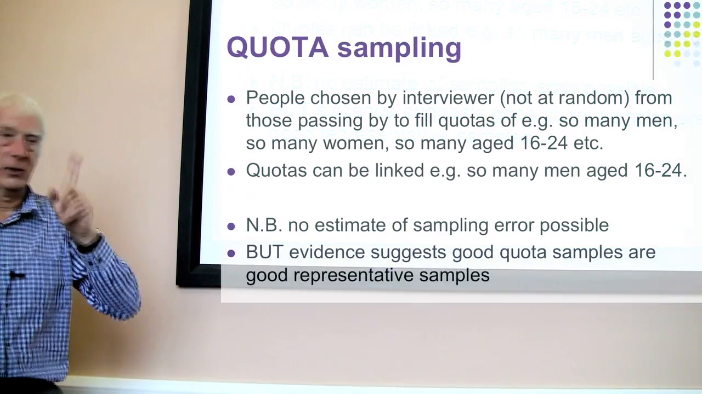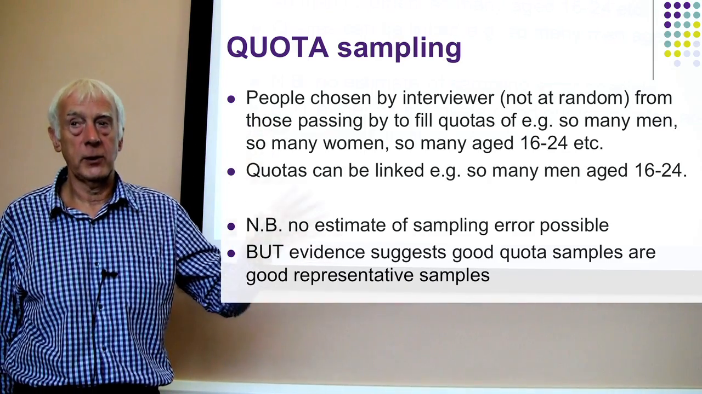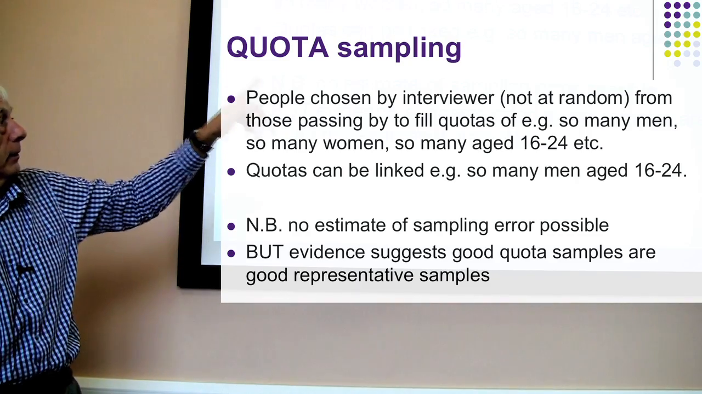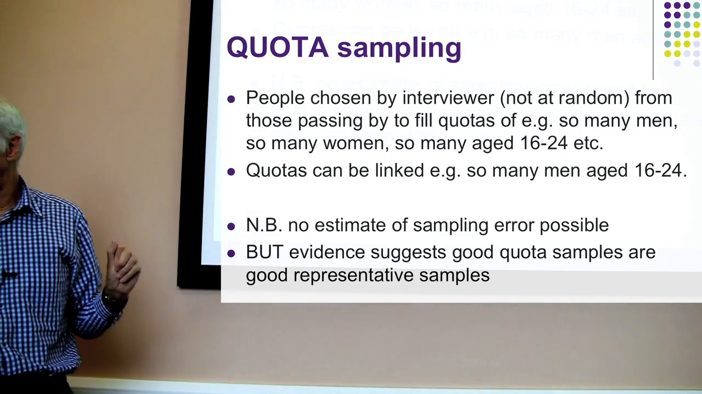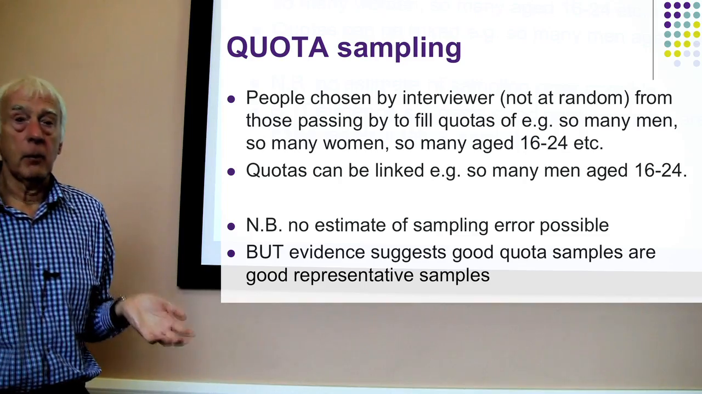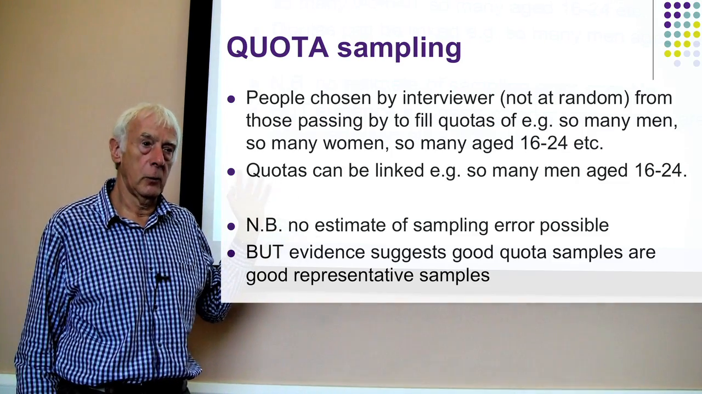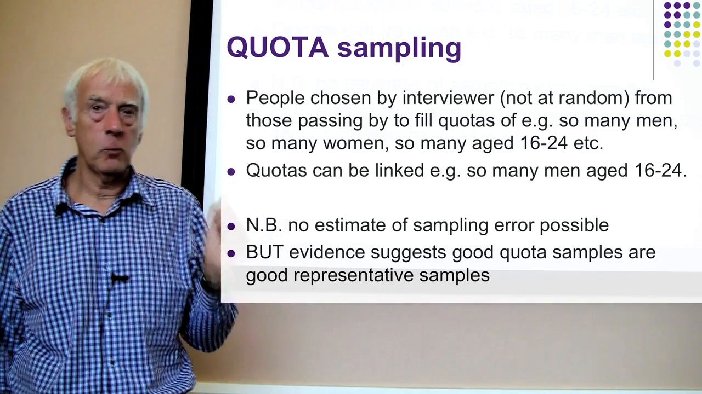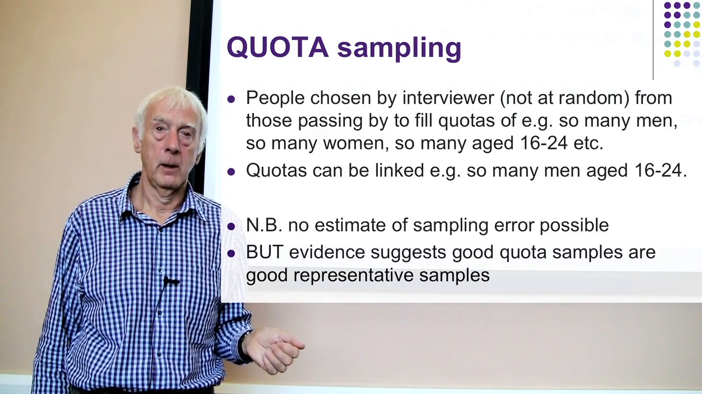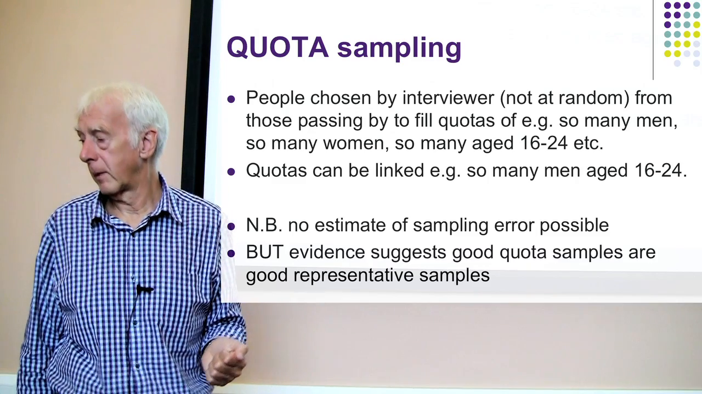Let me just do the quota sample, just to go through this again. People chosen by interviewer, so it's not at random. So there's human choice involved, so it's not a random technique. But you are filling quotas, and the quotas can be linked. So you can look for men of a certain age and so on, women of a certain age, etc. Age and gender are the most important ones that are used here. No sample, no estimate of sampling error. But there have been some studies done of this that show that good quota samples, done properly, done well, do give you good samples that are close to what you get by random sampling. So a lot of opinion polls are done this way, commercial opinion polls, because it's quick and easy to do.